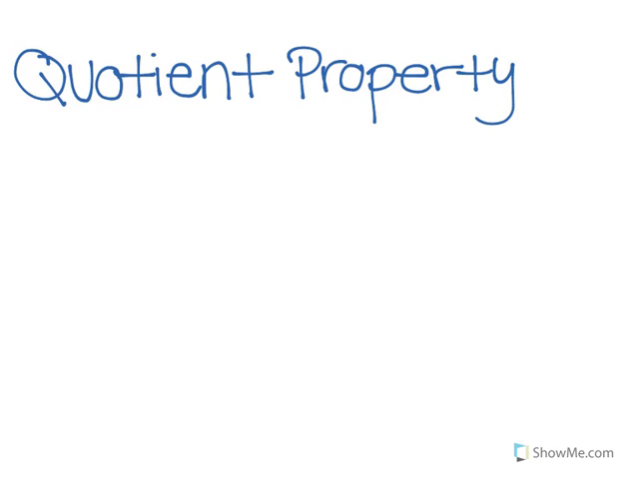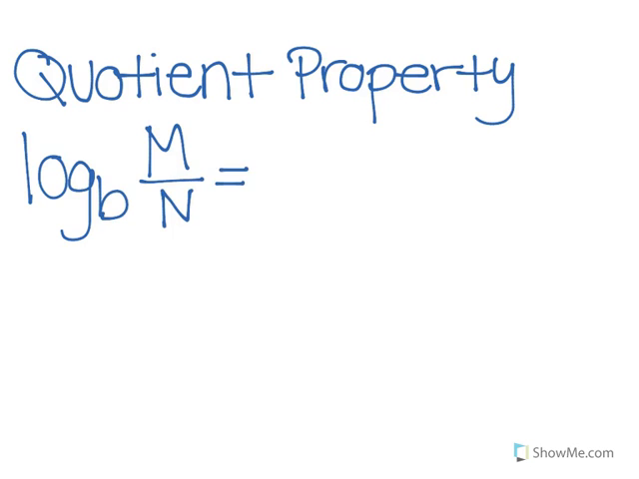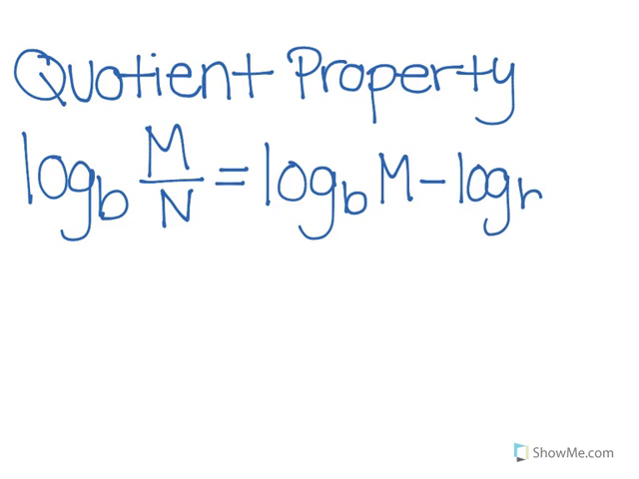The next property is the quotient property. If we were given log base b of m divided by n, we would expand this by writing log base b of m minus log base b of n. Now with this property, it's really important to note that the log that has the negative is the log that's in the denominator.